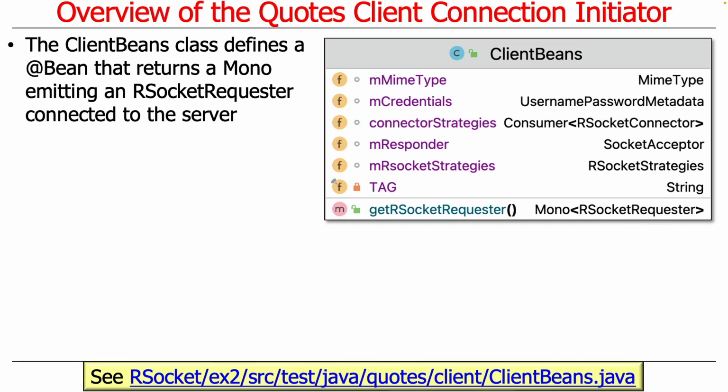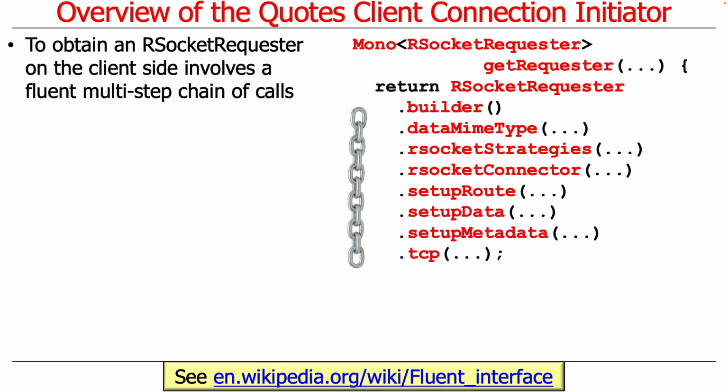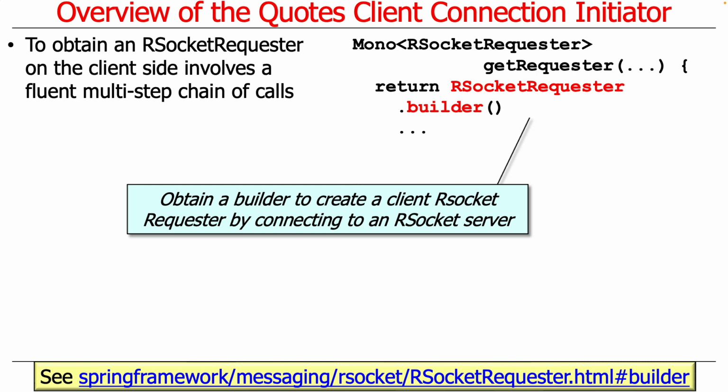So there's three main parts to the client besides the driver program. The first is the client beans class. And that's the part that returns a mono to an RSocket requester that's connected to the server. And as you can see, there's a chain of things that happen here. So it's a fluent multi-step chain of calls or pipeline of calls. So let's take a look and see what each one of them does.